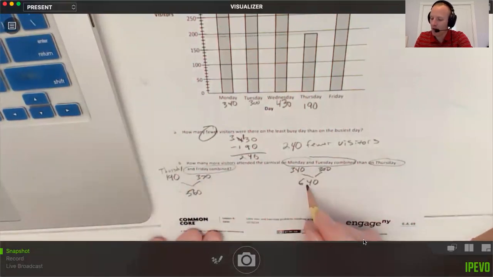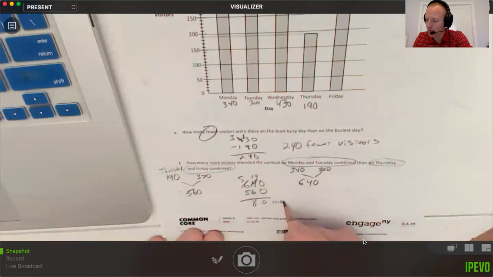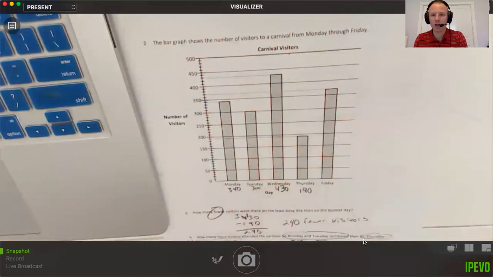So we're going to compare 640 to 560. We're going to do that by subtracting 560 from 640. 80 more visitors came on Monday and Tuesday than they did on Thursday and Friday. And again, we didn't have a table with us today. We just had this graph, but all that information was contained in the graph.